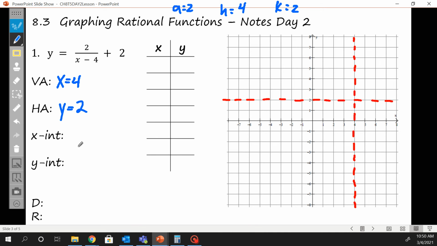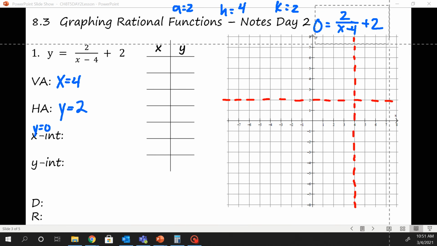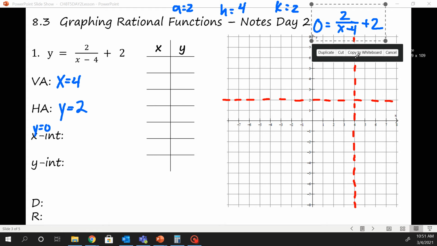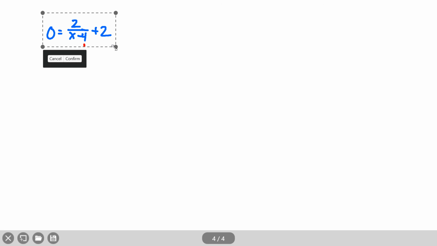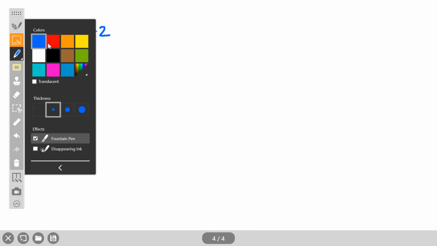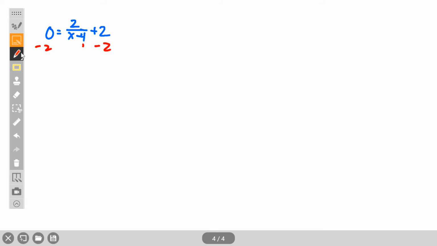The x-intercept, so we will substitute in 0 for y. So if we do that, go to a blank page, we would have 0 equals 2 over x minus 4 plus 2. And we would have to solve this for the corresponding x value. This is easy enough. We would subtract 2. And we get negative 2 is equal to 2 over x minus 4.